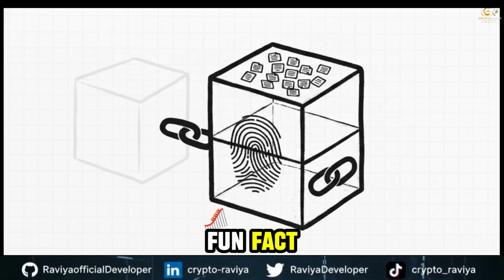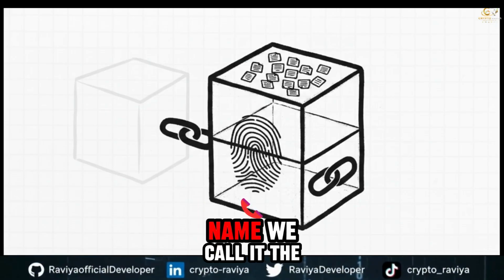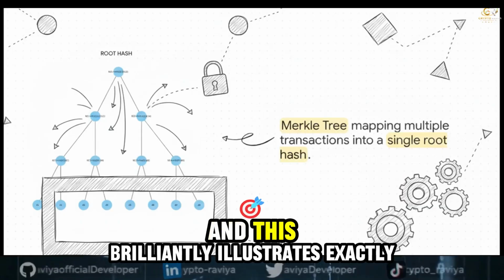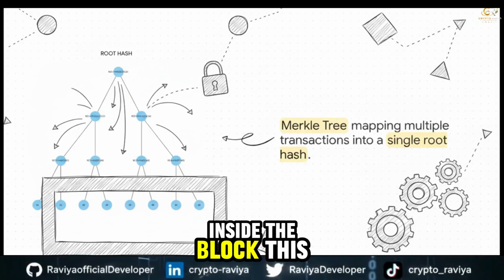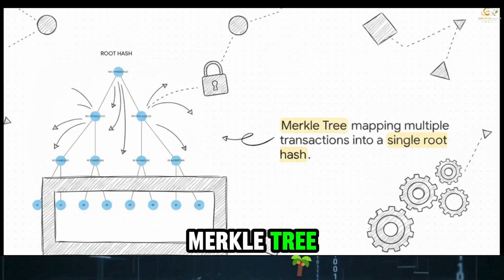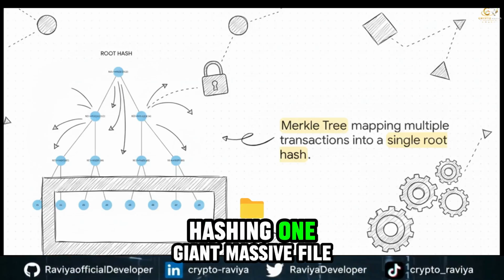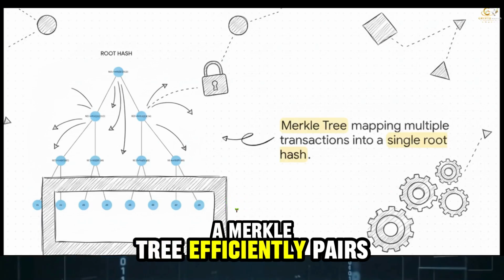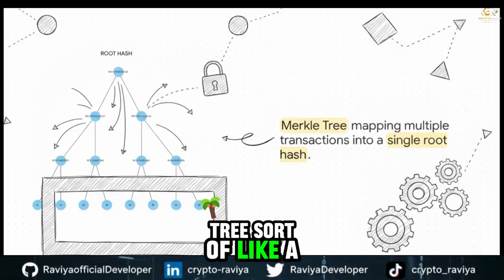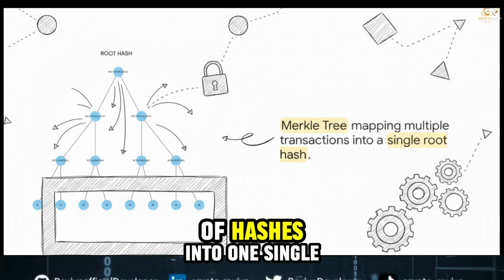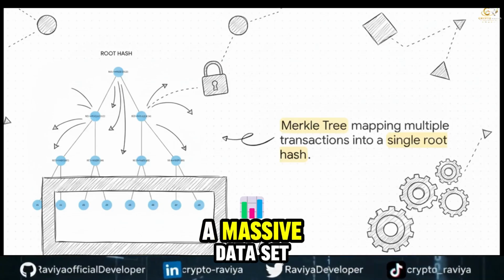Oh, and a quick fun fact. The very first block in any blockchain doesn't have a previous hash to point to, so it gets a special name. We call it the Genesis block. And this brilliantly illustrates exactly how all that raw transaction data gets organized inside the block. This structure is called a Merkle tree. A single block might contain thousands of individual transactions, but instead of clunkily hashing one giant, massive file, a Merkle tree efficiently pairs and hashes individual transactions layer by layer. It moves up the tree, sort of like a tournament bracket, until it condenses thousands of hashes into one single master root hash at the very top. It's just an incredibly efficient way to summarize a massive data set.